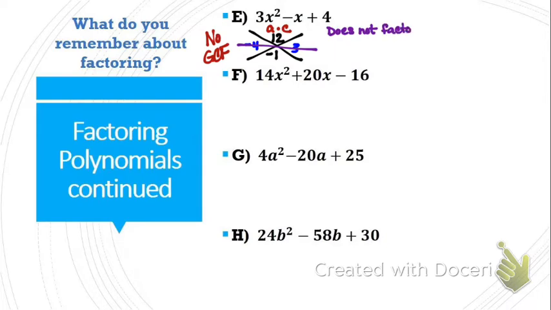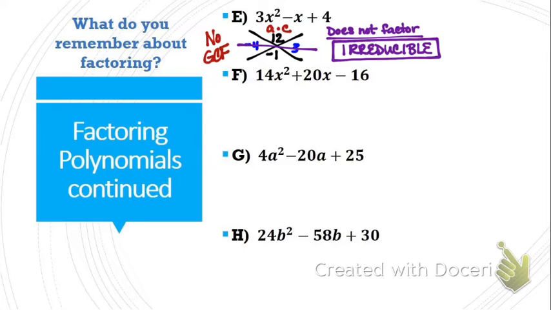Negative b squared. That's not even right. Does not factor. Plus or minus the square root of b squared minus 4ac all over 2a. You missed it. Plus or minus the square root of b squared minus 4ac, divided by 2a. You got there. I got it.